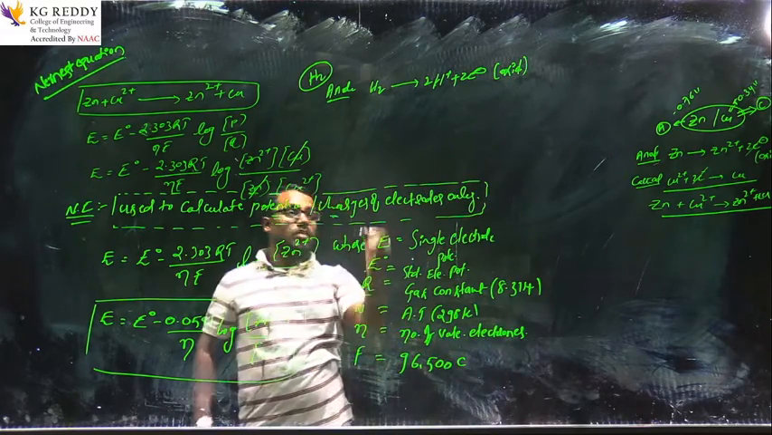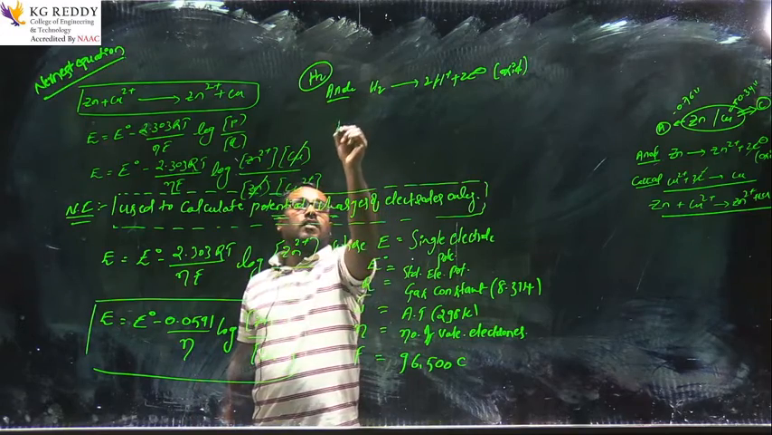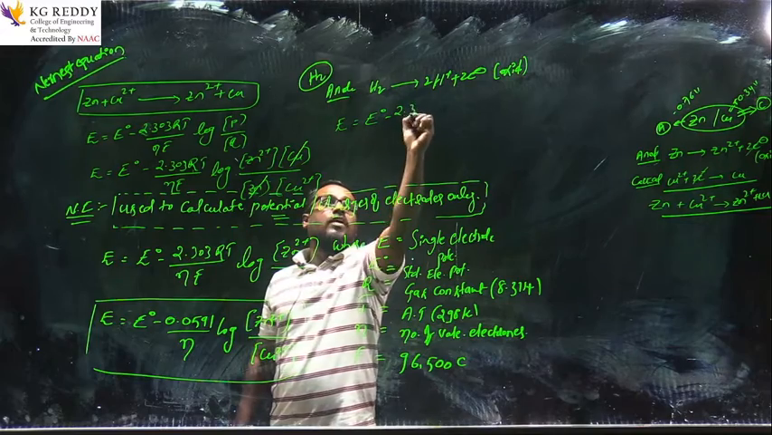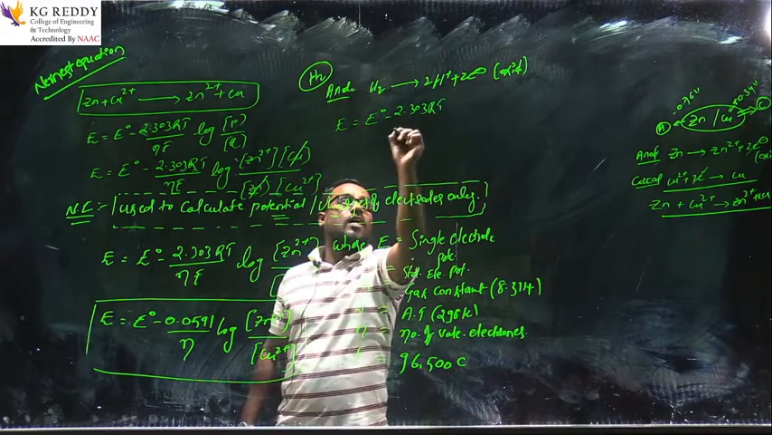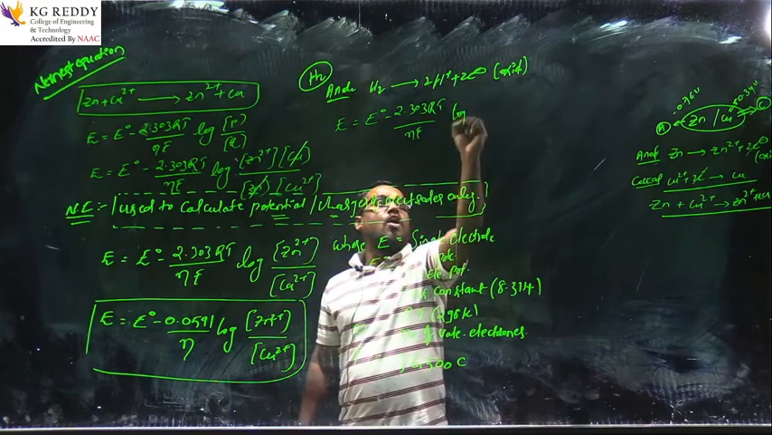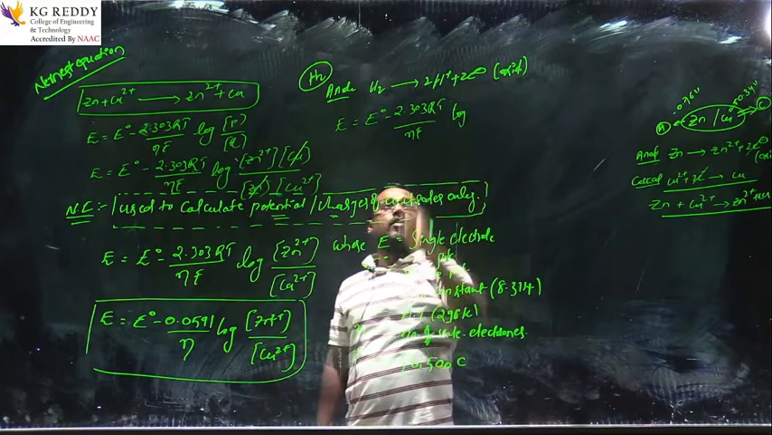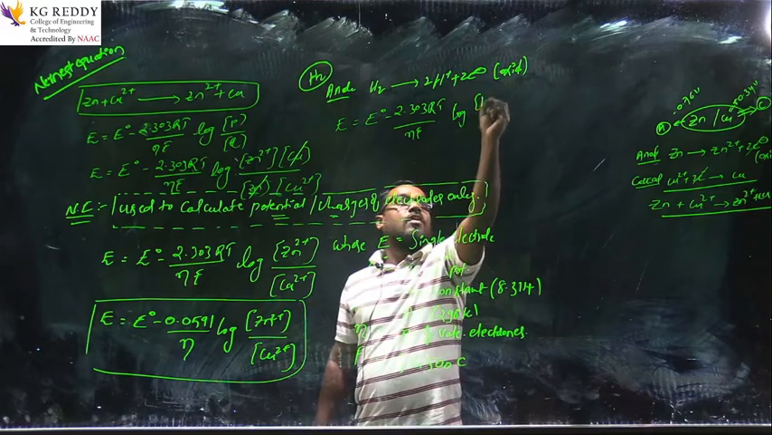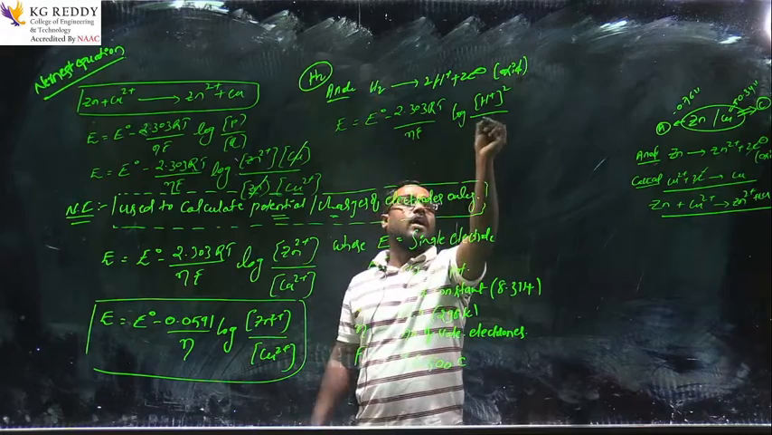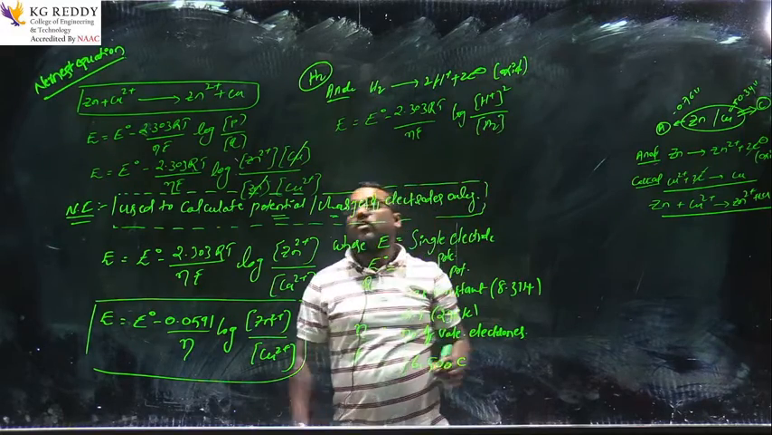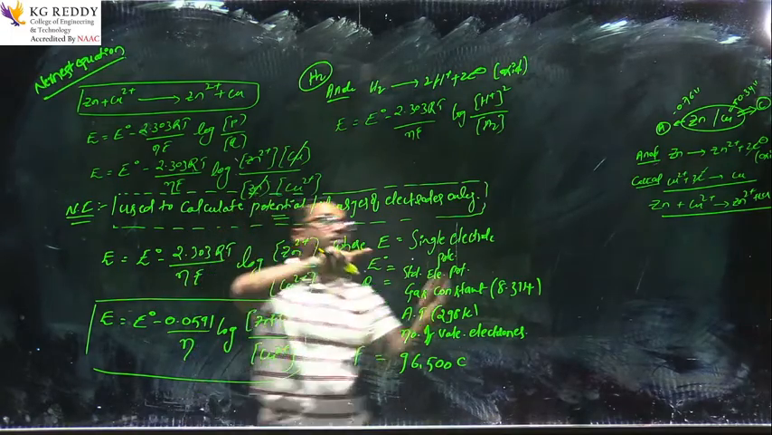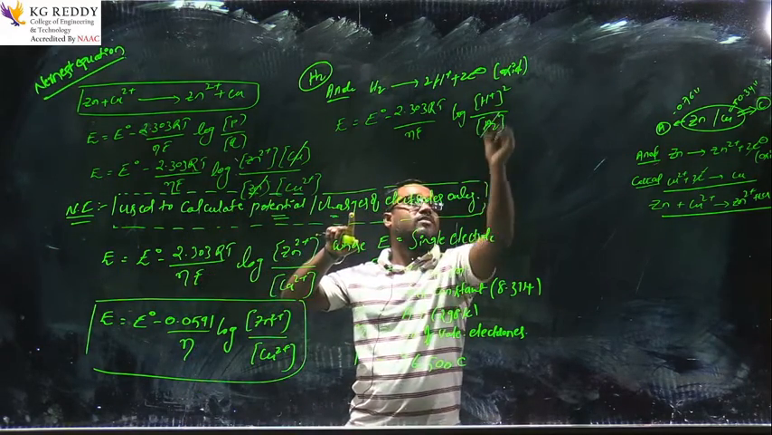So what is the Nernst equation? The Nernst equation is E equals E naught minus 2.303 RT by nF, times log of the concentration of product by the concentration of reactant. The product is the concentration of H+ whole square, and for the reactant only hydrogen you are going to take. The Nernst equation is used to calculate the potentials or charges. This hydrogen doesn't have any charge.